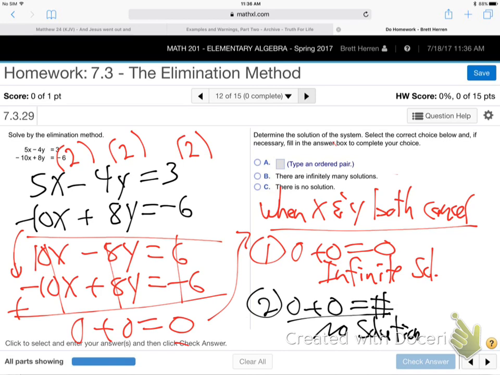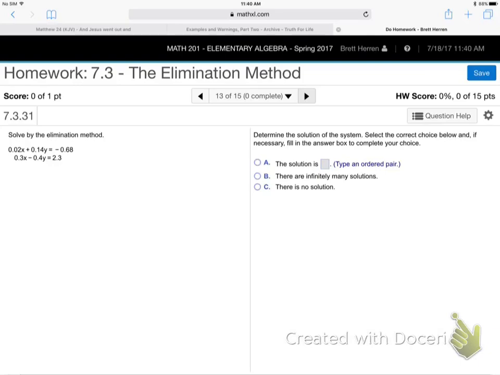So this one's infinite. Option B, we're done. Does that make sense? When x and y both cancel. On that cheery note, let's take a look at them.